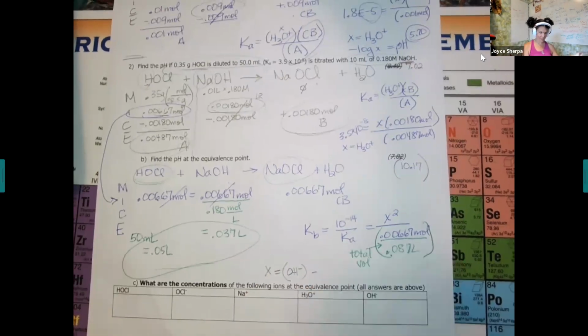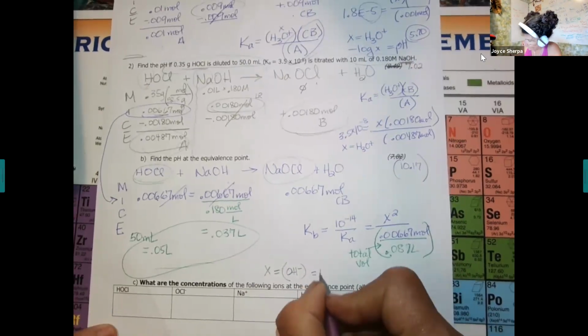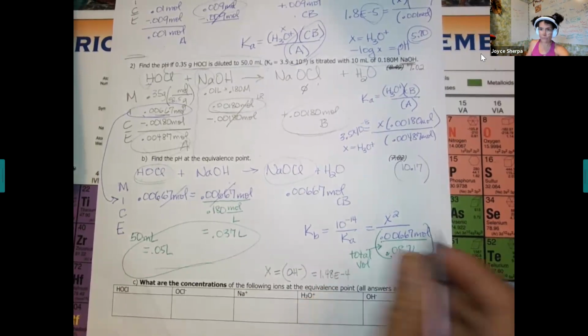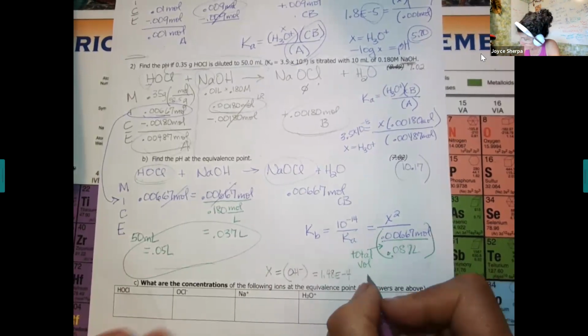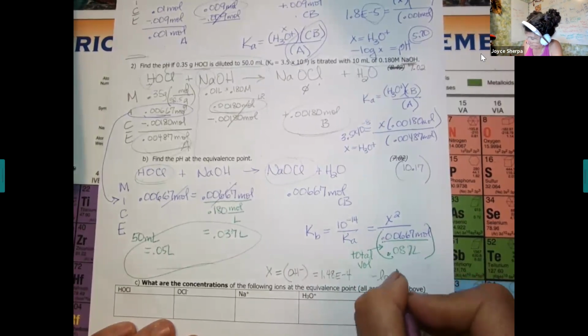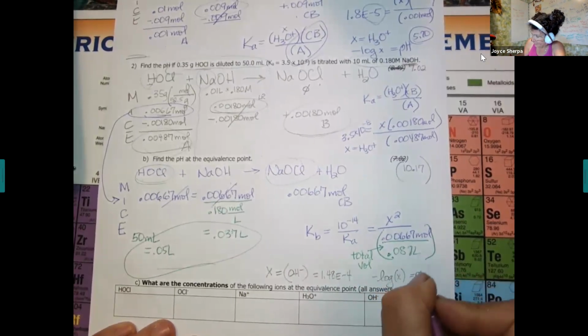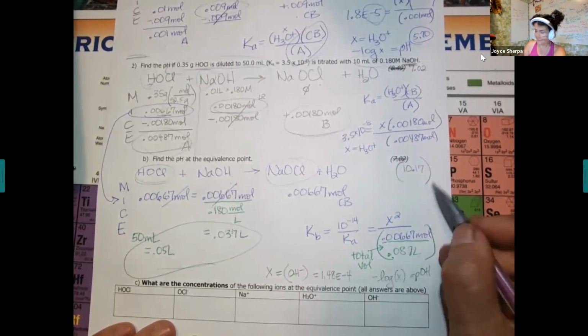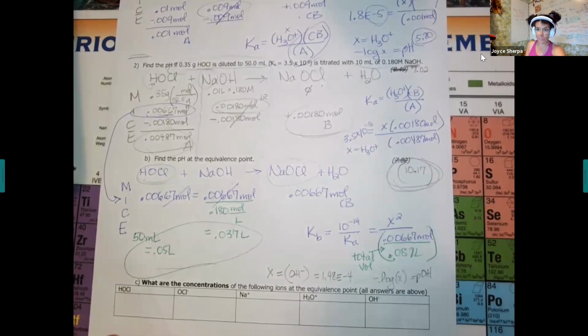I get a number, 1.48 e to the negative 4. So when you go through all your steps, negative log of X is going to be the pOH. You give me a number and then you can just state, so your pH again is 10.17. Why does this answer make sense? And then I want to go through the box.